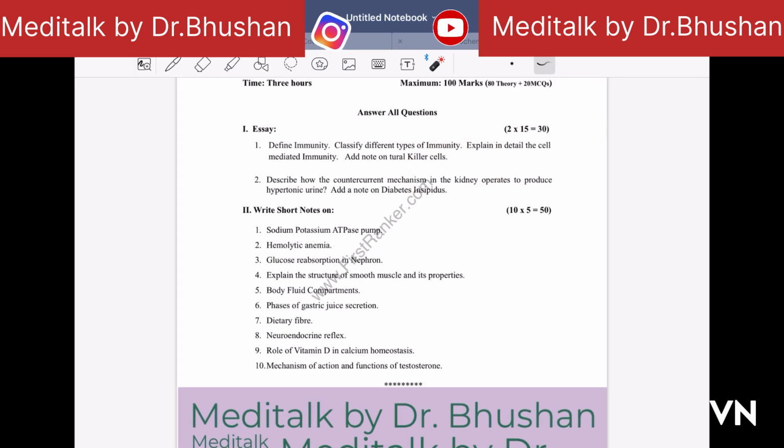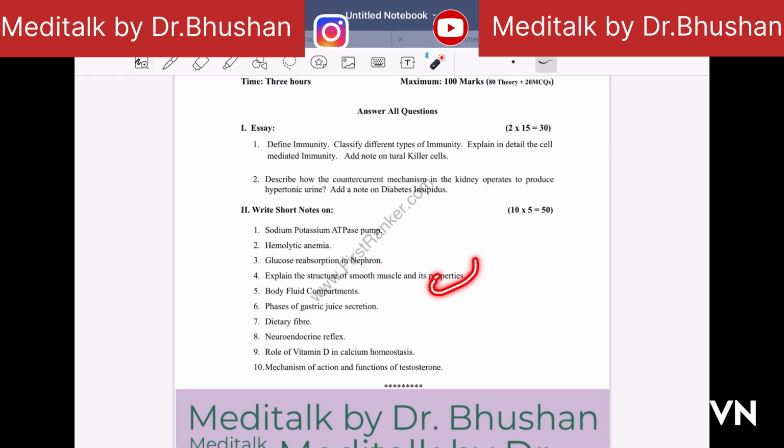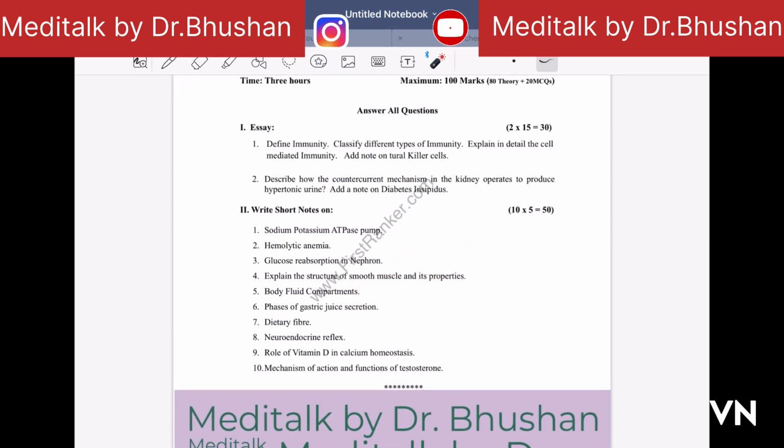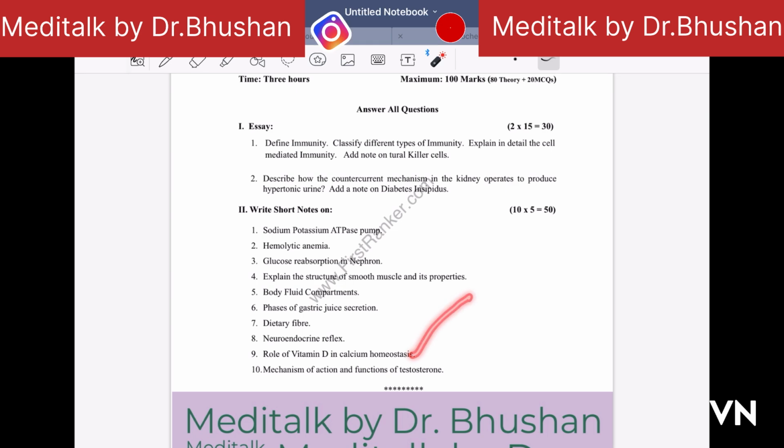Second part: sodium potassium ATPase pump, hemolytic anemia, glucose reabsorption in the nephron. Explain the structure of smooth muscle and its properties, body fluid compartments, phases of gastric juice secretion, dietary fibers, neuroendocrine reflex, role of vitamin D in calcium homeostasis, mechanism of action and functions of testosterone.